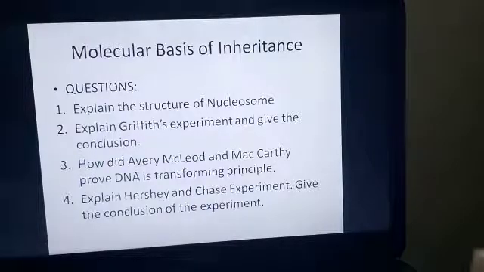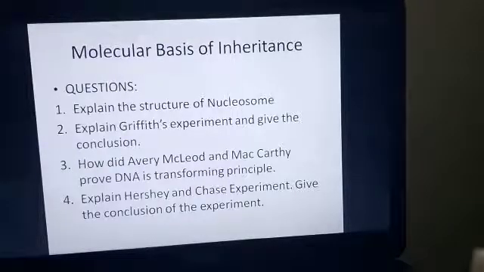Next is explain Griffith's experiment and give the conclusion. Now here in this particular experiment, you have to explain the experiment. You can diagrammatically represent this experiment, what he has done with that mice experiment, what happened to the mice when he injected with S strain, R strain. So all these things should be explained in this particular question, and separately you have to write the conclusion.